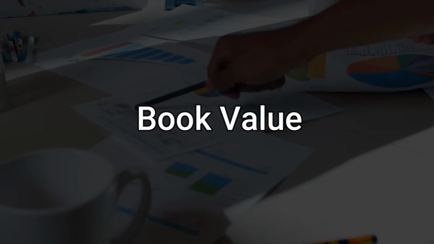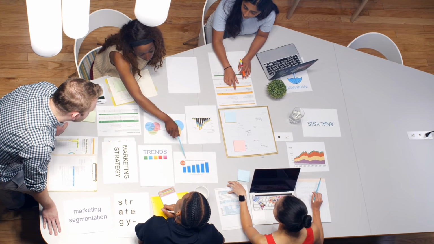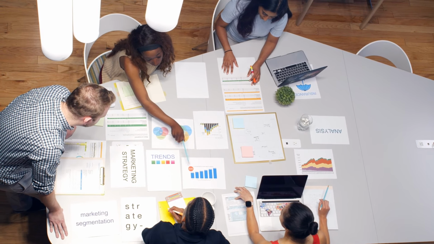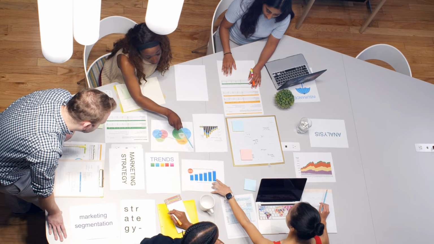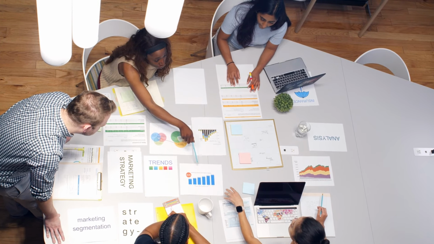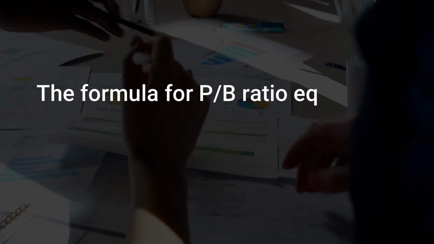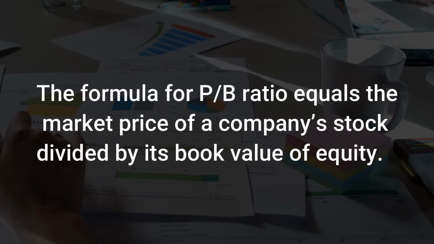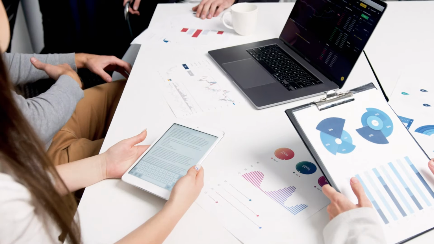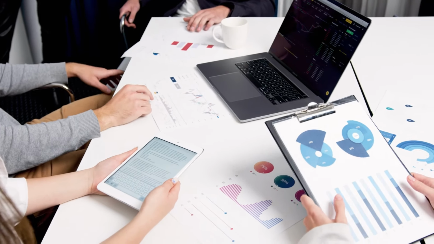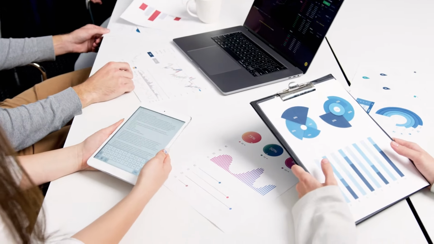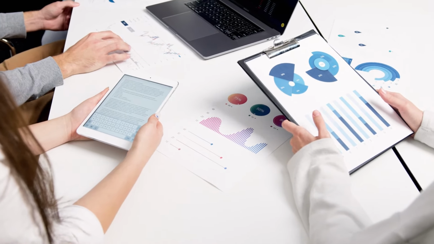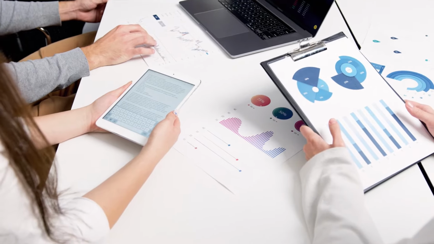Book value. Another method used to analyze a stock is determining a company's price-to-book ratio. Investors typically use this method to find high-growth companies that are undervalued. The formula for P/B ratio equals the market price of a company's stock divided by its book value of equity. Book value of equity is derived by subtracting the book value of liabilities from the book value of assets. Investors view a low P/B ratio as a sign that the stock is potentially undervalued.